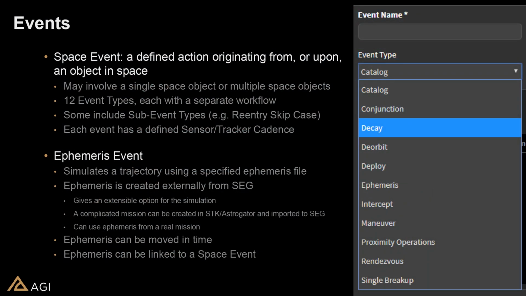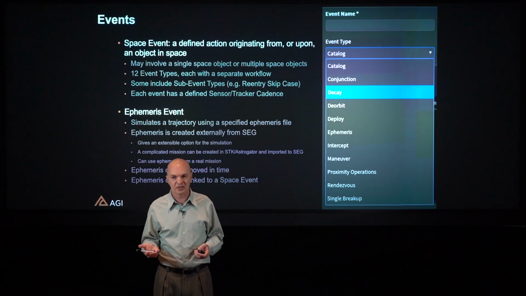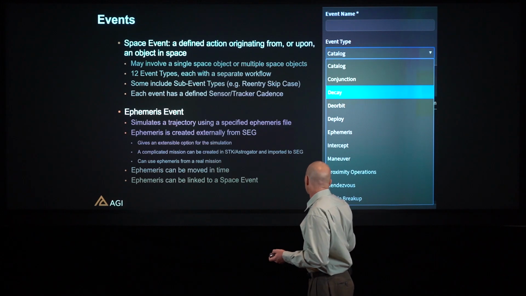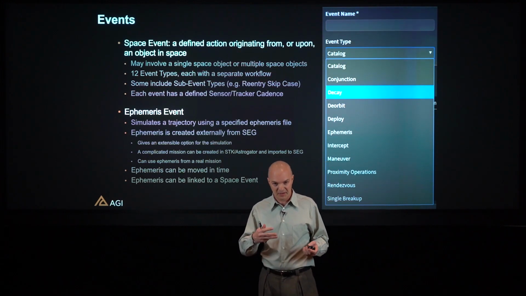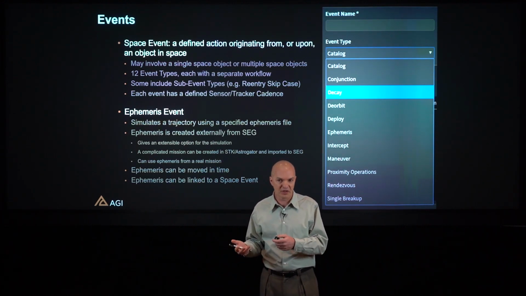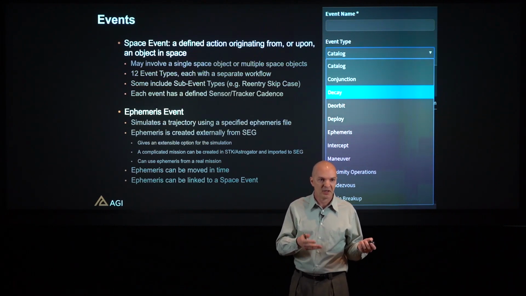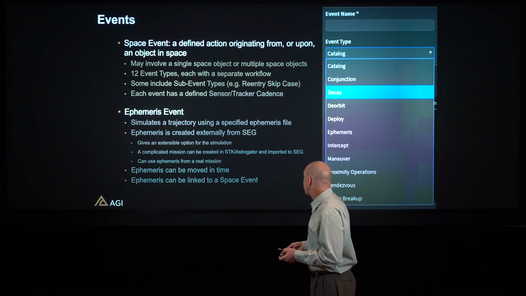So SEG has 12 different types of space events. You can see on the right side over here: catalog, conjunction, decay, deorbit, and I'm not going to describe each and every one. But a space event is really a space object performing an action. For instance, a space object can perform a maneuver, or a deorbit: you create an event where a satellite is going to deorbit either over a given region of the Earth or at a particular time, and SEG will compute what maneuver is required to create that deorbit trajectory.